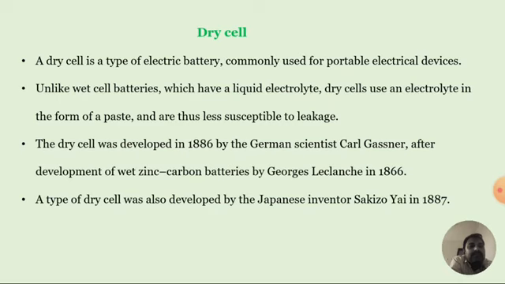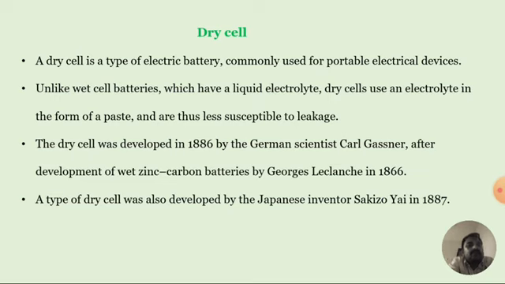And now we are going to dry cells. A dry cell is a type of electric battery commonly used for portable electrical devices. Unlike wet cell batteries, which have a liquid electrolyte, dry cells use an electrolyte in the form of a paste, which is less susceptible to leakage. You can see the Leclanche cell, that is a dry cell form of battery. Its electrolyte is in paste form.